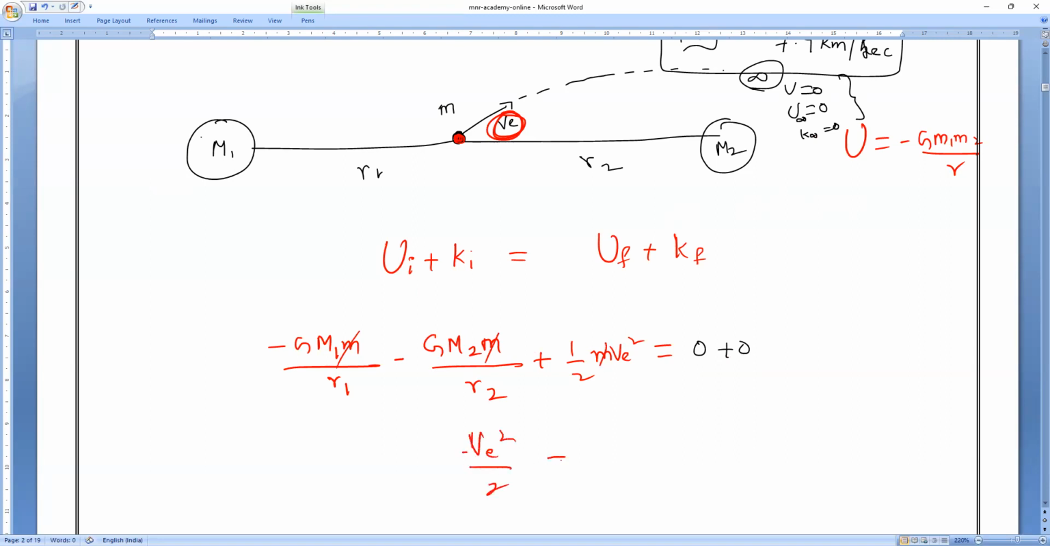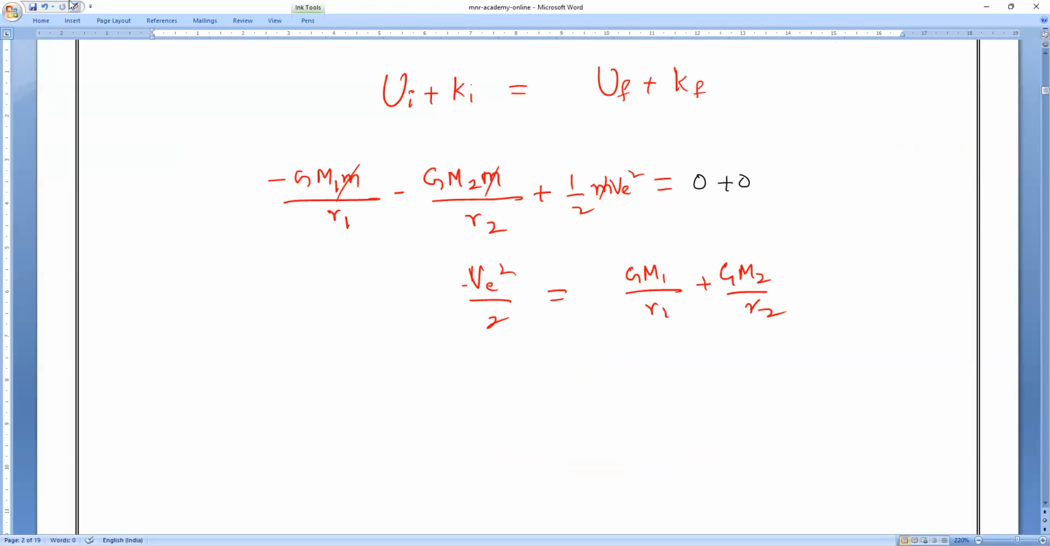So Ve square by 2 is equal to this, both the terms will come to this side. It will become G M1 divided by R1 plus G M2 divided by R2. Any problem for anybody? You can ask me. Are you clear, everybody? So the escape velocity square is equal to, the 2 will come to this side, 2 times G M1 divided by R1 plus G M2 divided by R2.